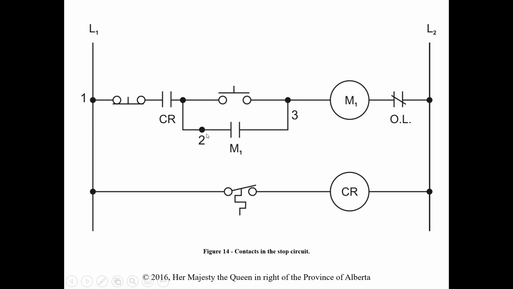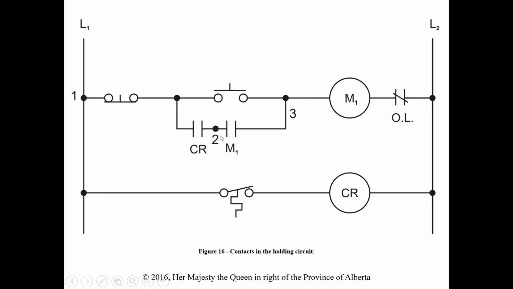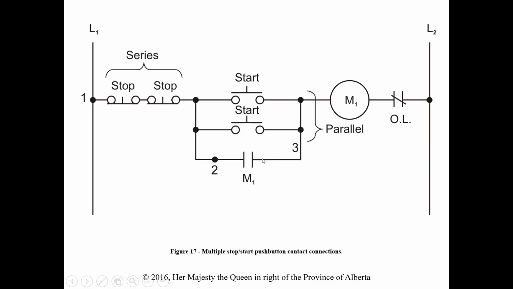So to review, in the stop circuit, it affects both the starting and stopping. In the start, it only affects the starting. And in the hold, it only affects the stopping. Okay, so that's the three scenarios they talk about in your module for putting these sets of control relay contacts in the different parts of the circuit, so we have an understanding of what's going on. Then it talks about multiple control points, so starting and stopping from more than one location.